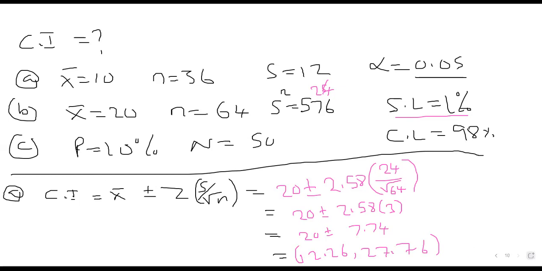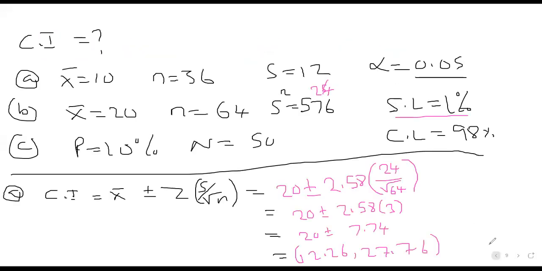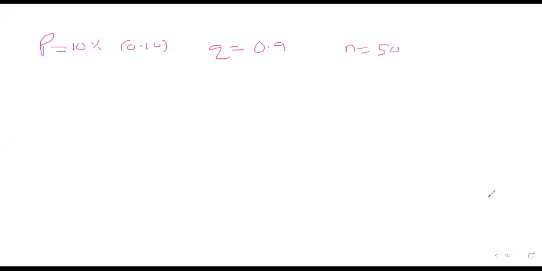Then part C, lastly, we're given that our proportion is 10%, meaning this is 0.10. So can somebody guess what our Q is? If P is 10%, our Q should be 0.9. Our N has been given as 50. And what is our confidence level? 98%. Can somebody tell me, at 98%, what is our Z? 2.33. Correct.